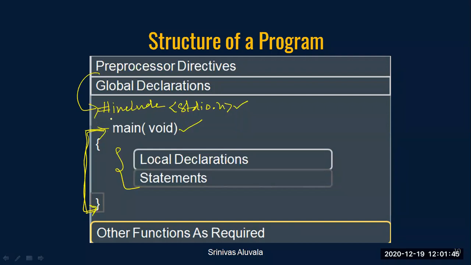And in between this header file and the main, I can have the global declarations. What we call the global declaration, I call int x equal to 10. That's where the global declaration is. So I can have global declarations in my program.